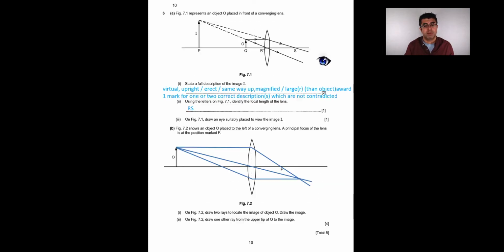And the one thing that I've forgotten to draw here is the actual image itself. There should be a line with an arrow that goes down, and the arrow should be upside down, and then you should always label it I for image.